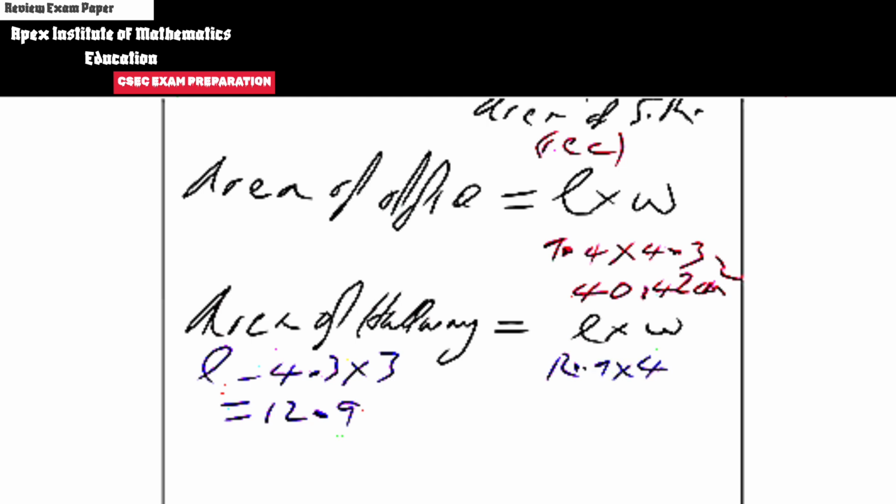So 12.9 multiplied by 4.3. We established that the width was already 4.3. So grab our calculator here. That's 12.9 multiplied by 4.3. 55.47.